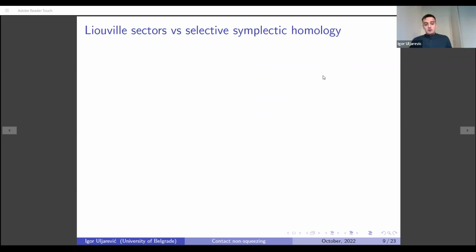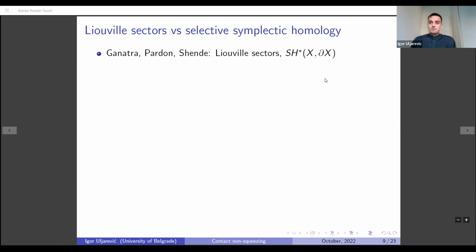And so Ganatra, Pardon, and Shende introduced the notion of Liouville sector. In simple words, oversimplifying, it's just a Liouville manifold with boundary. And among other things, they also constructed symplectic cohomology for a Liouville sector. It is denoted as symplectic cohomology of X relative to its boundary.